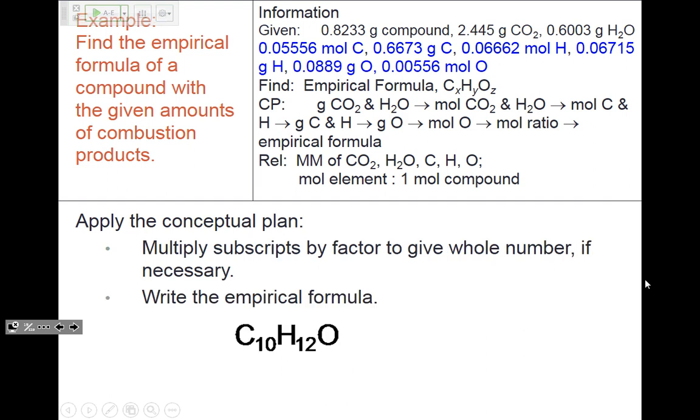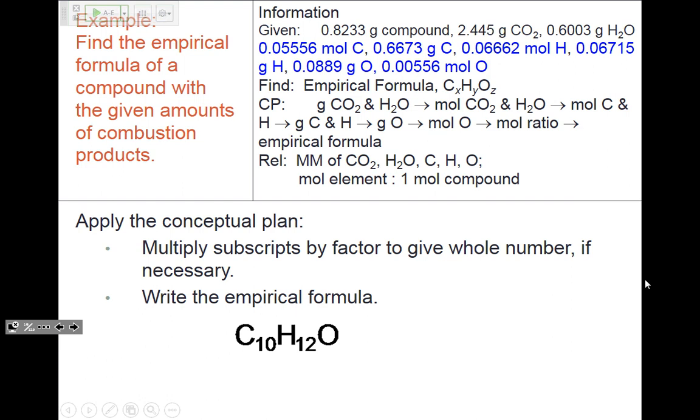So our empirical formula is C10H12O. Now this is our empirical formula. We don't know if this is our actual molecular formula. We would need to know more. We need to know our actual molecular weight, or we need to know more about this.